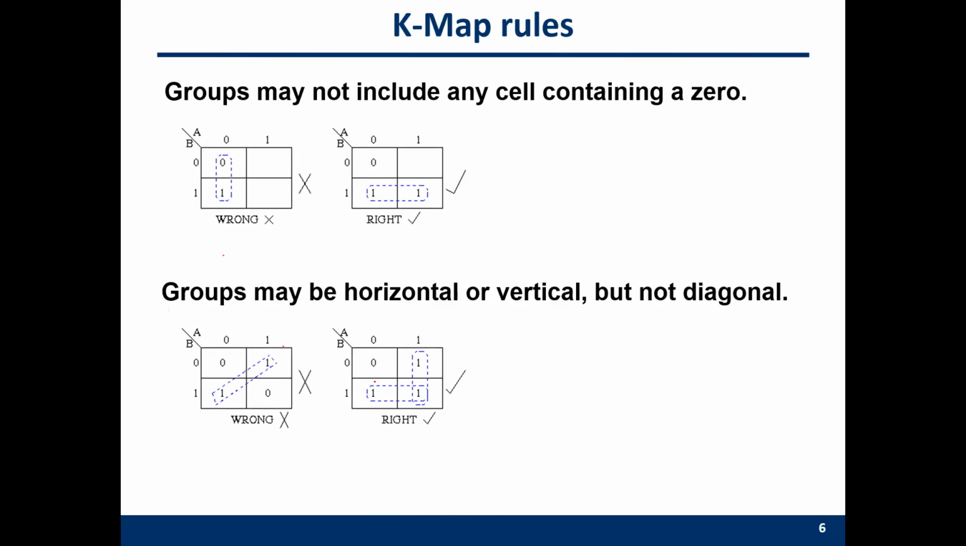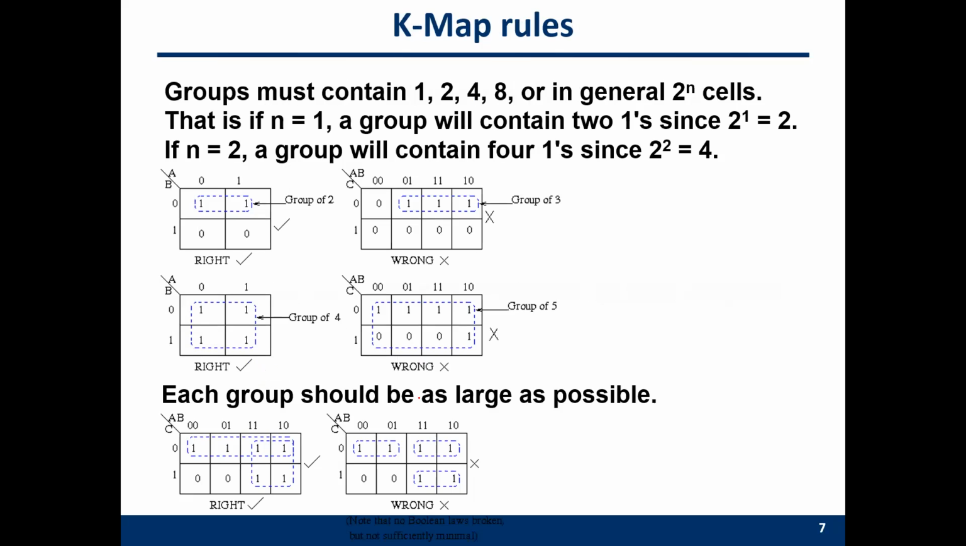But we can have some overlap. Like in this example, we have an overlap here. Can we draw a group covering 3 ones? No. It has to be 2 to the n. 2 is allowed. 4 is allowed. Can we draw a group like 5? No, because 5 is not a 2 to the n number.